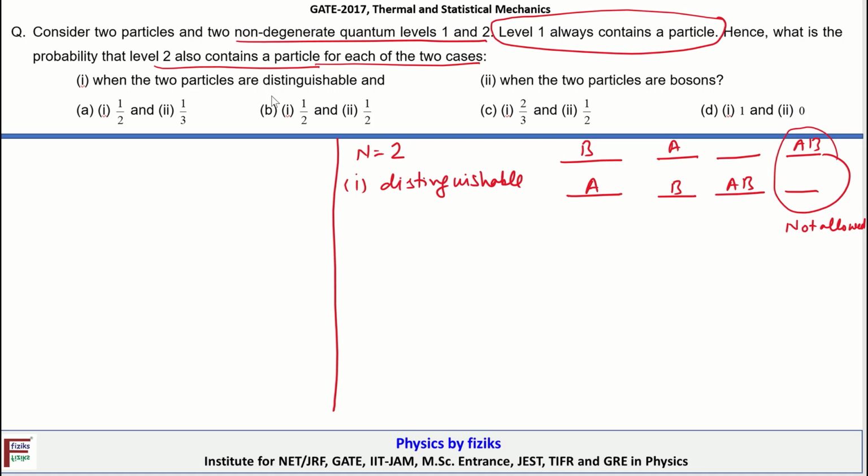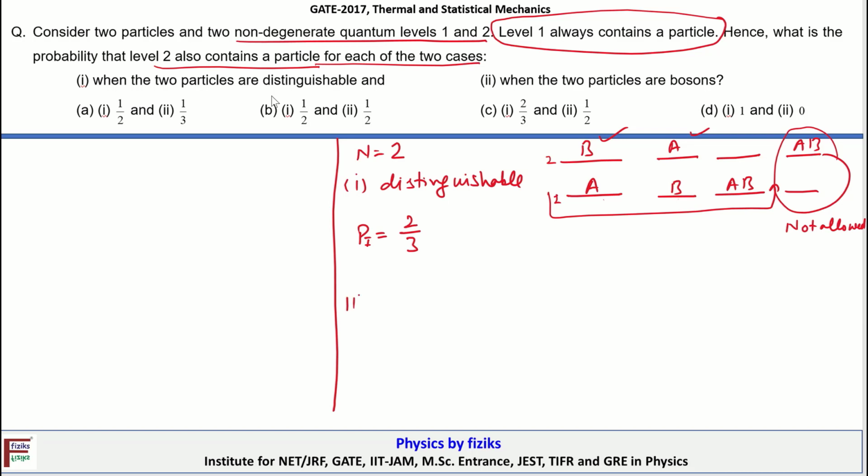Now we have to find the probability that level 2 also contains a particle for each of the two cases. So now we have only three arrangements where we are satisfying the condition that level 1 always has a particle. Here we have particle A, particle B, and here we have two particles. So at least there is one particle in energy level 1. Now the probability for the first case, when particles are distinguishable, I will call probability 1. Two options are favorable, and there are a total of three options. So the required probability is 2 by 3.